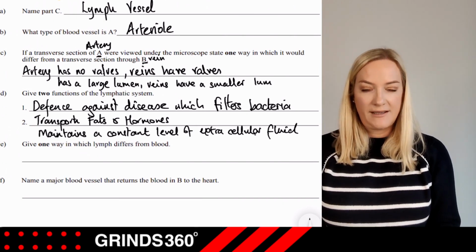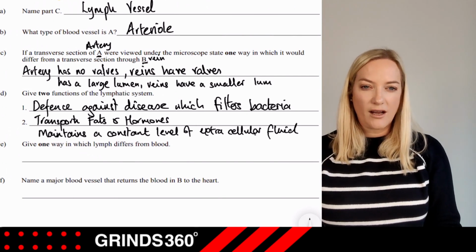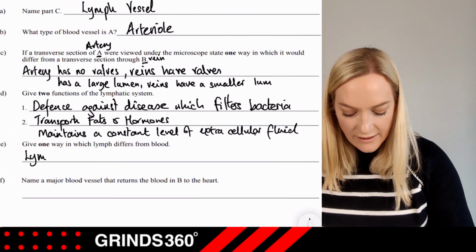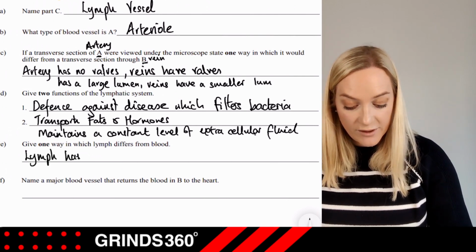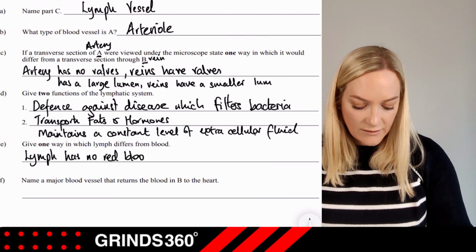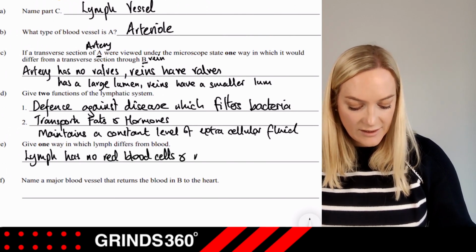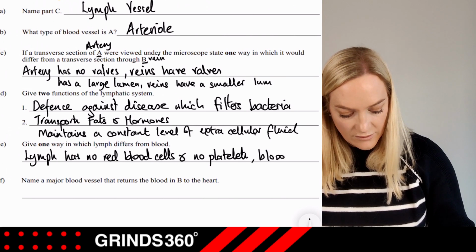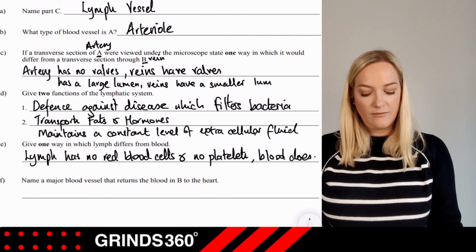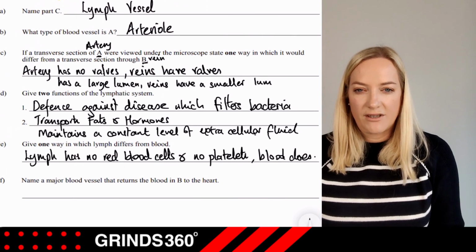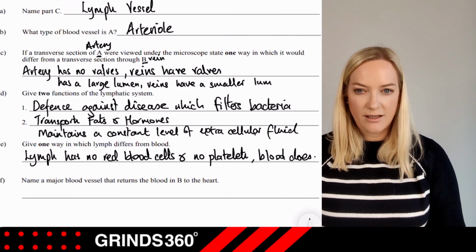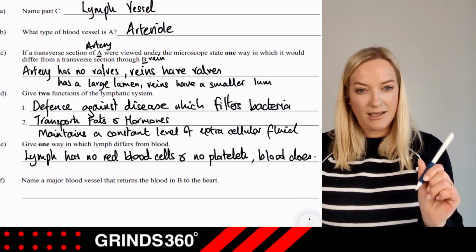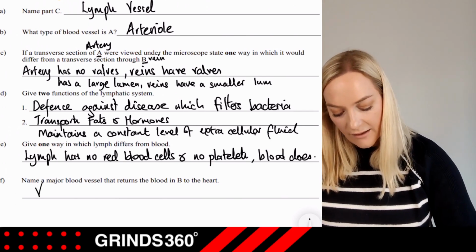Give one way in which lymph differs from blood. So what does lymph have or not have that blood does not or does have? So the main one is lymph has no red blood cells and no platelets. Blood does. And the last one there, name a major blood vessel that returns the blood in B to the heart. So your major blood vessel that returns blood in B to the heart, that's your vena cava.